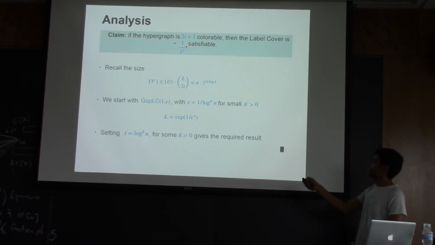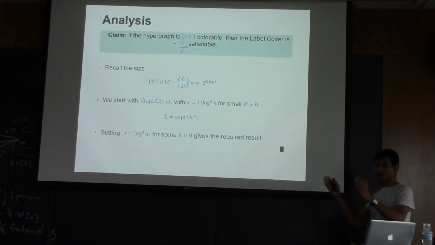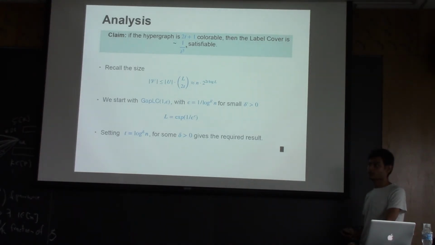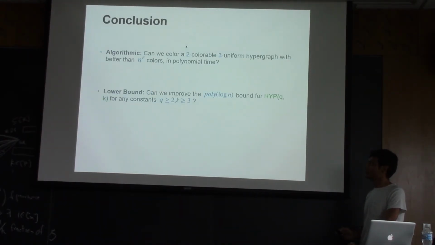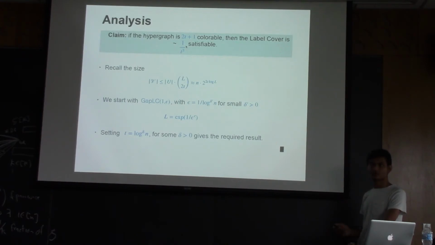And of course, we got the gap that the hypergraph is not 2T plus 1 colorable in the soundness case, and T here is log n. So the number of vertices was almost n, and what we are showing is that you cannot color it with log to the delta n colors in polynomial time. So this finishes the paper. Any questions?